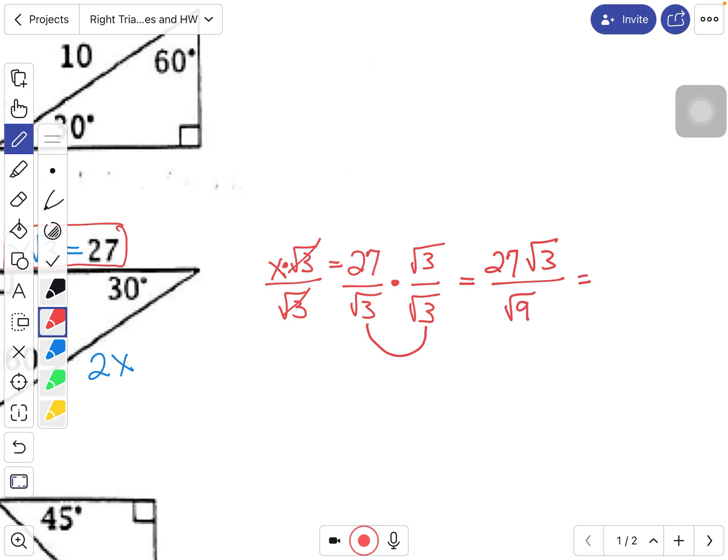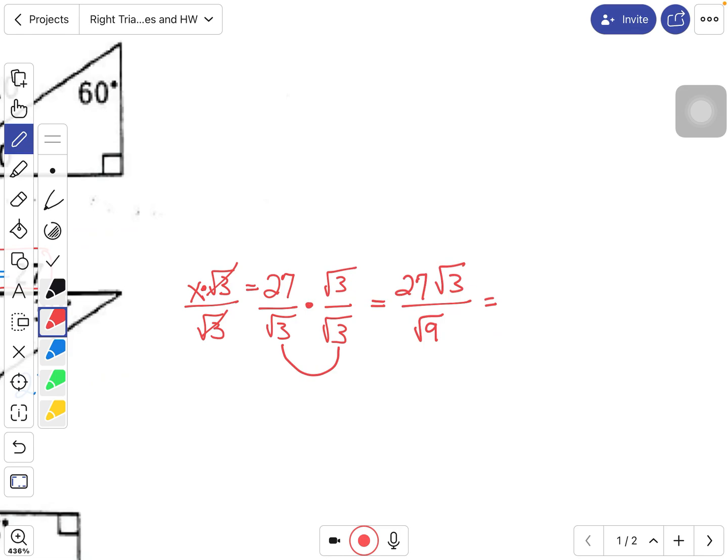I'd go ahead and simplify this ratio if I were you. I have 27 square roots of 3, and then the square root of 9, I know what that is. That's just 3. What I observe in this ratio, once again, is something that simplifies. I have 27 over 3. I can reduce those numbers. 3 goes into 3 one time. 3 goes into 27 9 times. So the value of that side is now 9 square roots of 3.